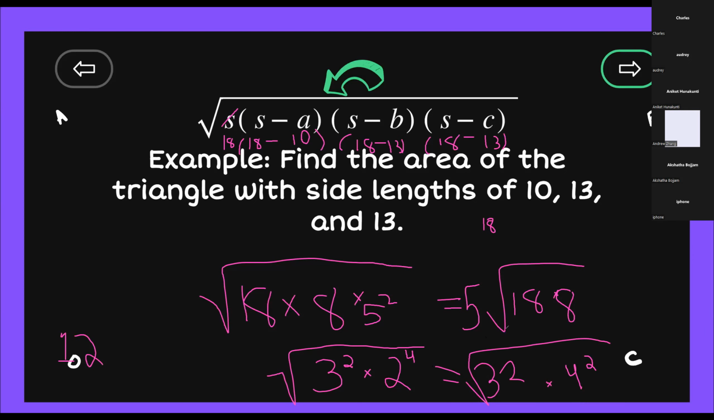So now we're left with 5 multiplied by 12, right? So 12 times 5 is equal to 60. That means the answer for the area of the triangle is equal to 60.